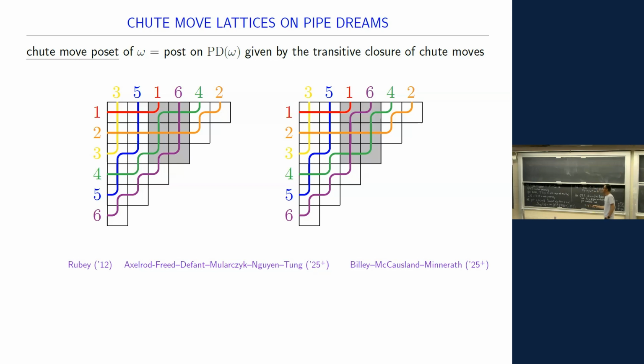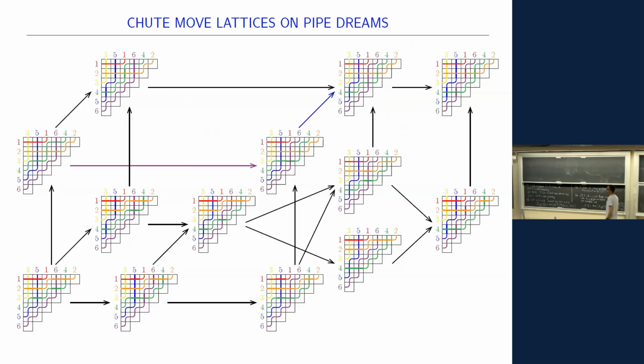I have to admit that I have not really read this one a lot. I know that they prove it using the BZ lemma. So this is the shoot move lattice on the example I chose. It's a bit complicated, but still.